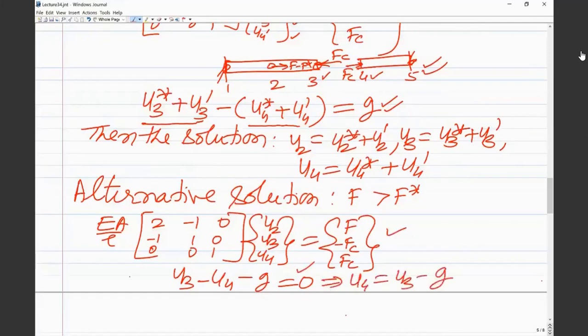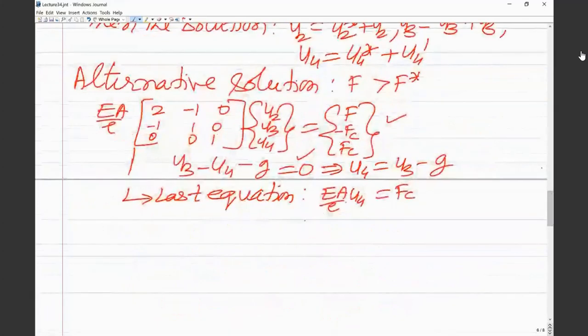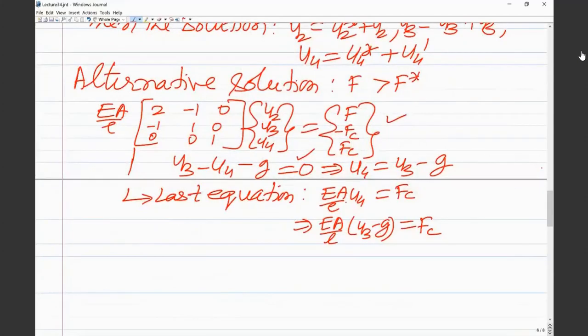And then if you look at the last equation, the third equation from the first set of 3 equations, we can write EA by L into U4 is equal to FC. And U4, of course, you can write in terms of U3 and G. So it would be EA by L into U3 minus G is equal to FC. And then you can actually put this in the first 2 equations.